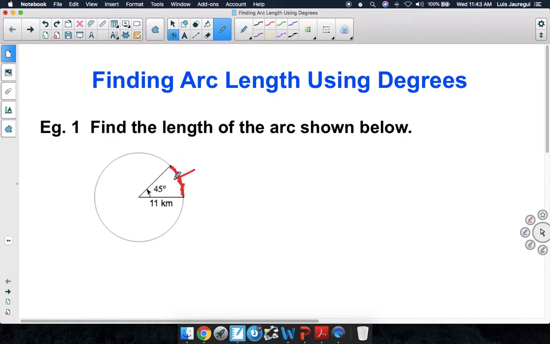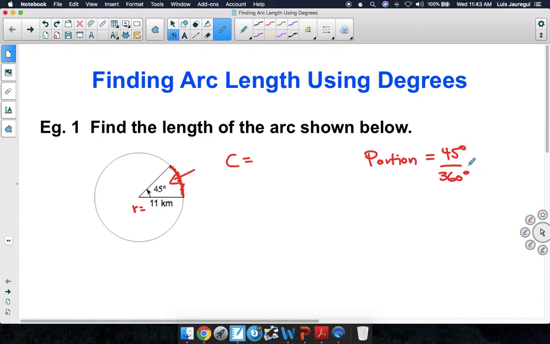We know that the corresponding central angle to that arc is 45 degrees, and we also know that the radius is equal to 11 kilometers. This is the strategy we're going to follow. First, we're going to find out what is the circumference of the circle, and then we're going to multiply that particular circumference by the actual portion represented by the arc. In this case, the portion is 45 degrees out of the entire circle, which is 360 degrees.